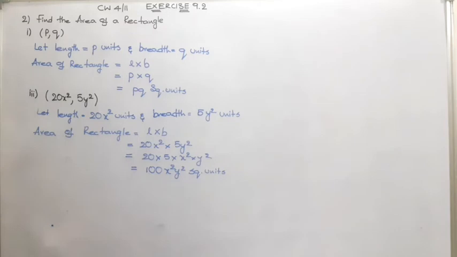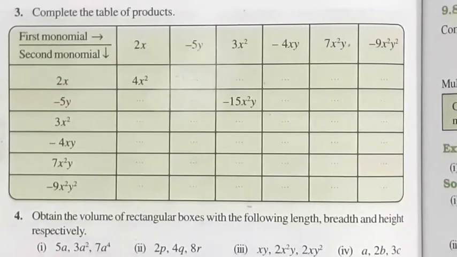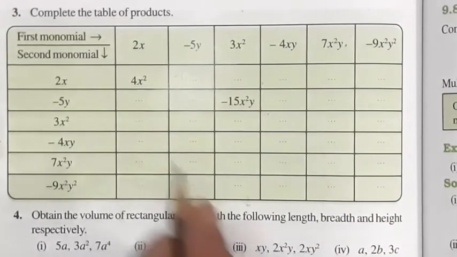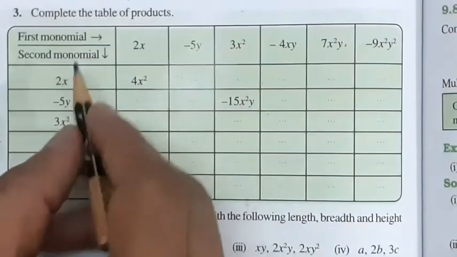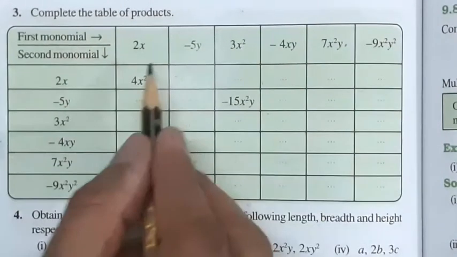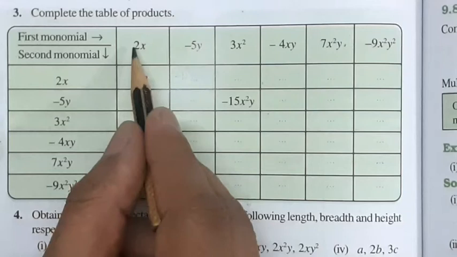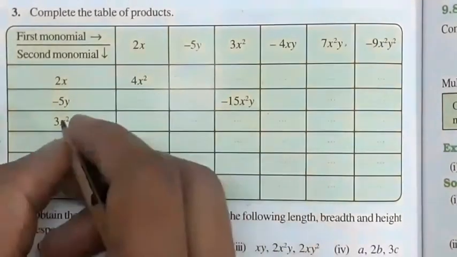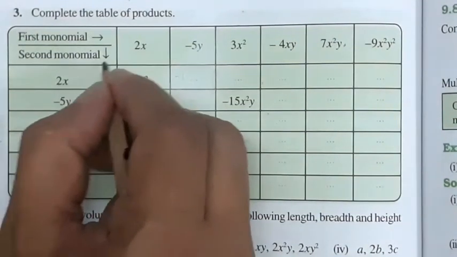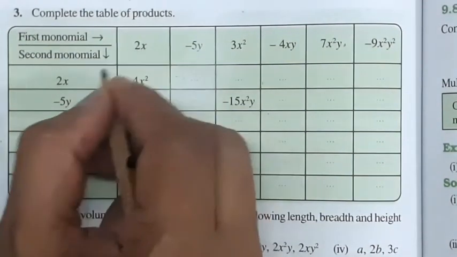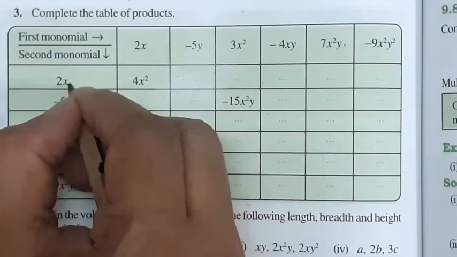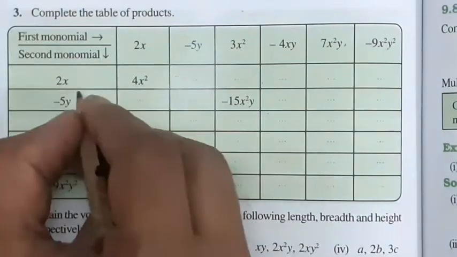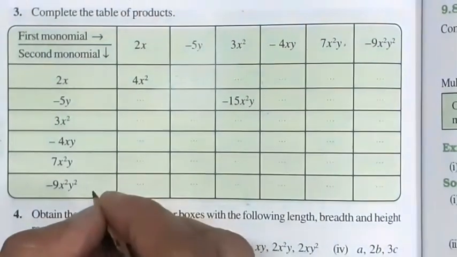So please check it. So the third Roman, children, we can complete this in the textbook itself. So complete the table of products. So first monomial and the second monomial they gave. As you know, the algebraic expressions having one term we call monomials, and the product is, okay, like this, 2x into 2x. So 2 into 2 is 4, x into x is x square. In the same pattern we have to complete this table.